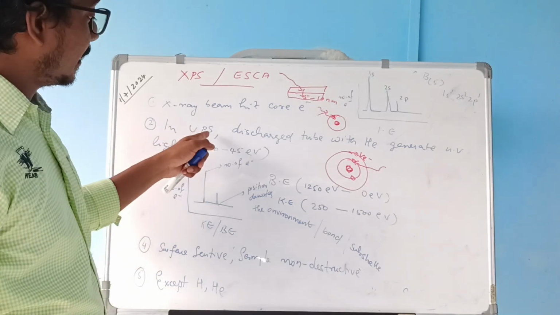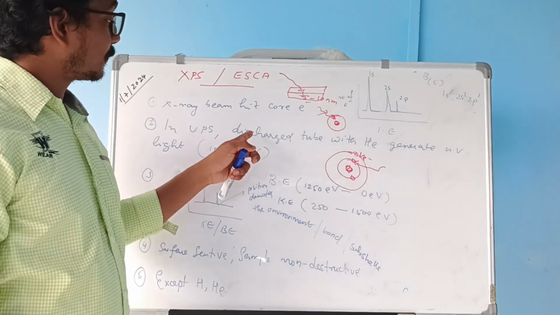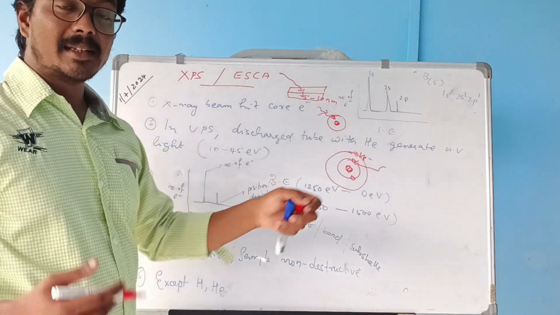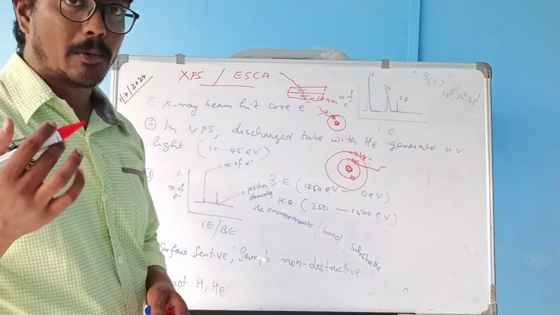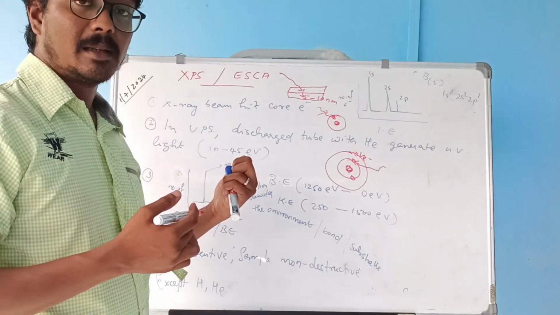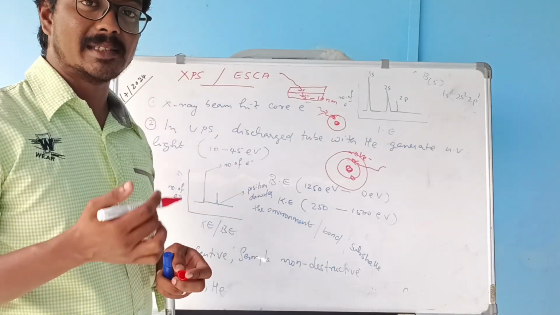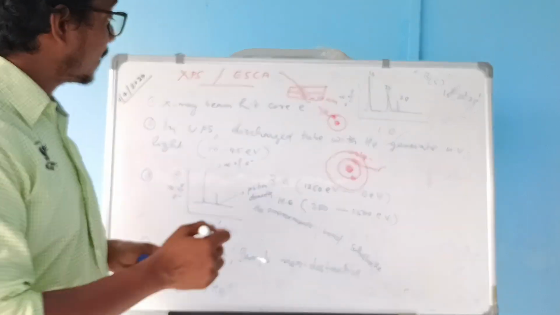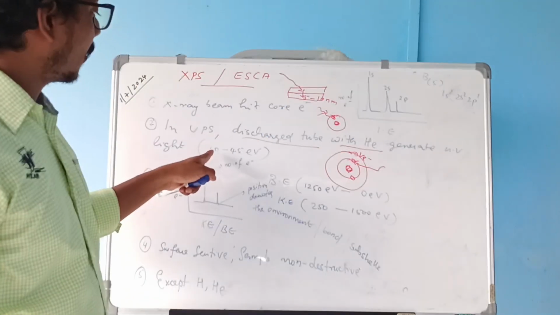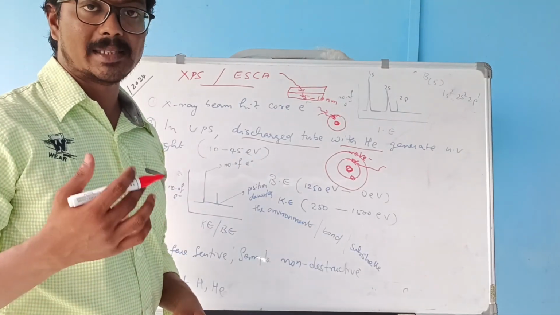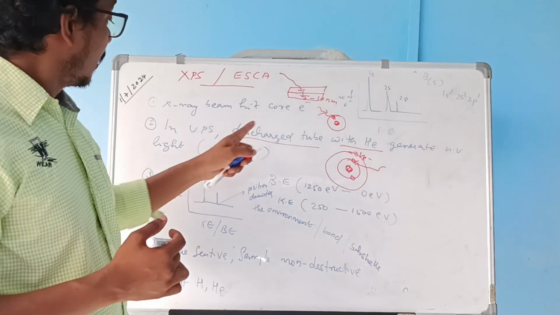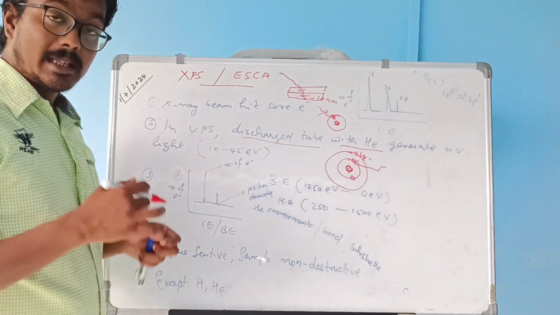In ultraviolet spectroscopy, a discharge tube with helium generates the UV light. That is the only difference between XPS and UPS, because we are using a UV source instead of an X-ray source. A UV source is a discharge tube with helium gas, with energy of the order of 10 to 45 electron volts, which is very poor. So that's the reason. And the third is in the spectra.